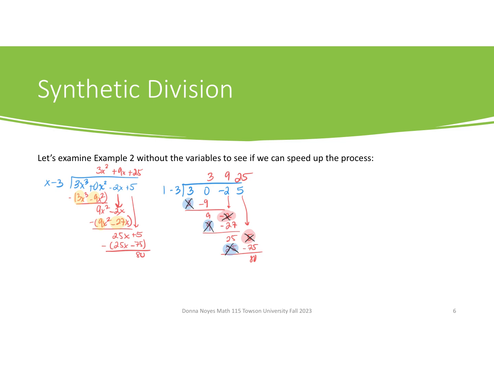So now our division looks more like a 1 and a negative 3 on the outside. Underneath, we still have our 3, our 0, our negative 2, and our 5. On the top, we still have our 3, 9, and 25. But let's see what we're left with underneath. We're left with this negative 9 and this 9. And then we're only left with this negative 27 and this 25. And then from there, we're left with just our negative 75 and our 80.